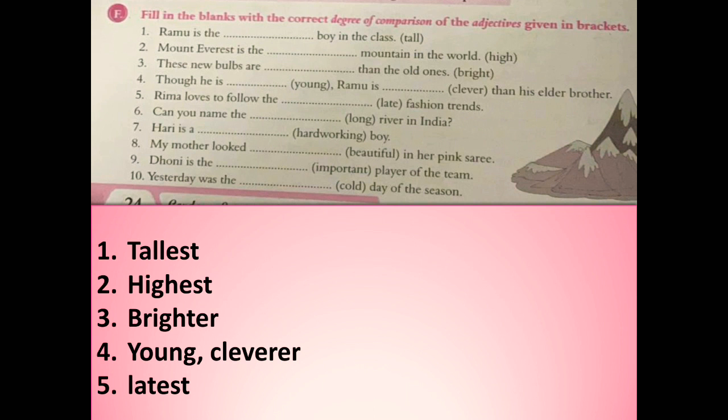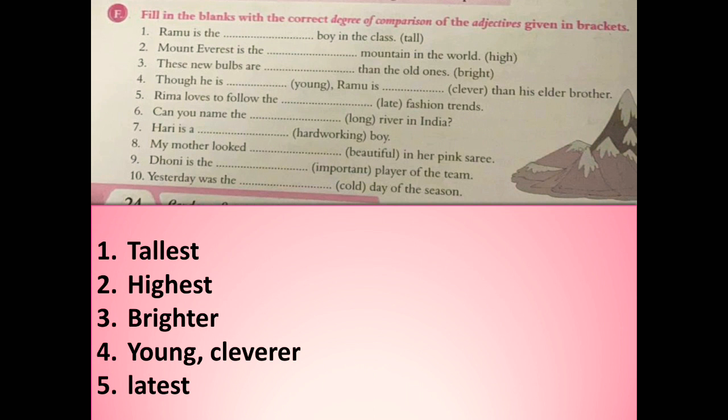Similarly, Mount Everest is the dash mountain in the world. It will be the highest. Next, 3. These new bulbs are dash than the old ones. Here, the comparison is drawn between new bulbs and old ones. So we have to use the comparative degree of adjective, that is brighter. Next, though he is dash, no comparison is drawn, so we will use the pure adjective form, that is young.